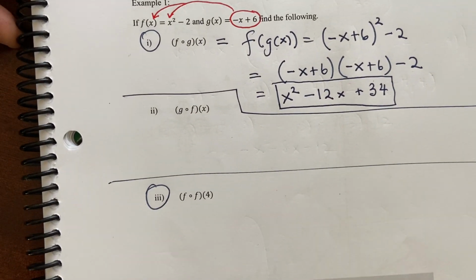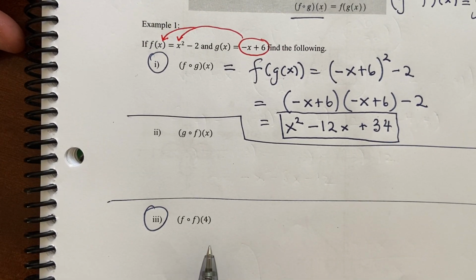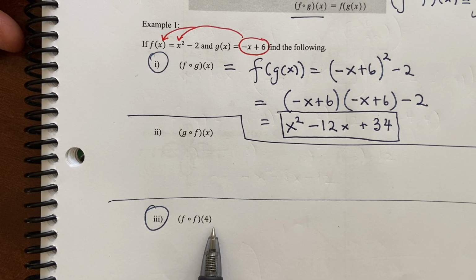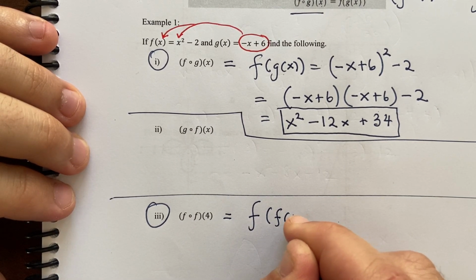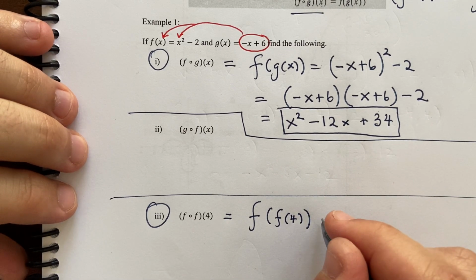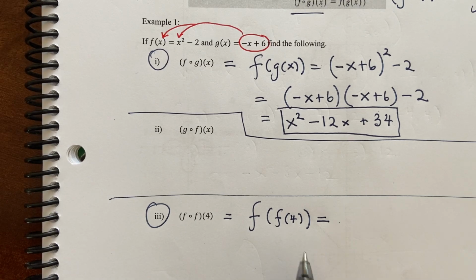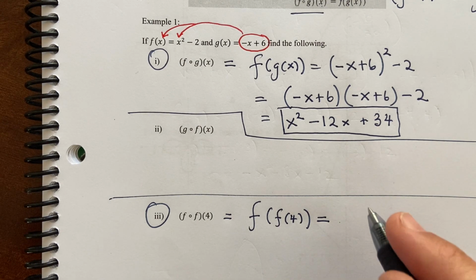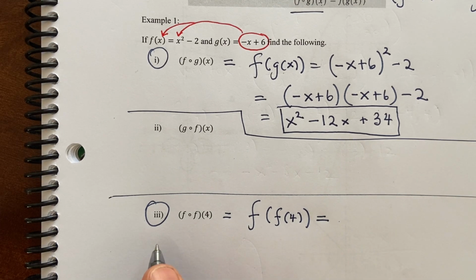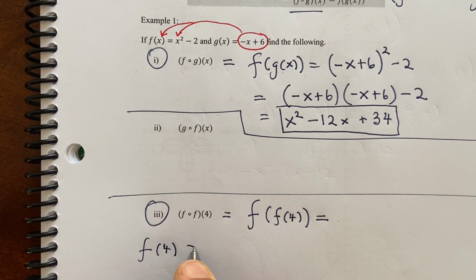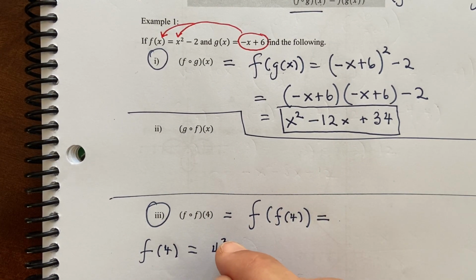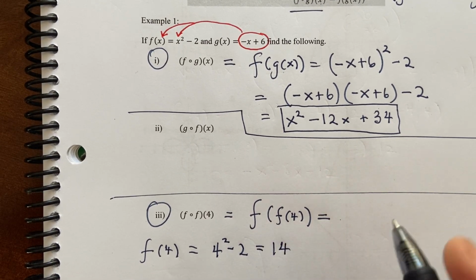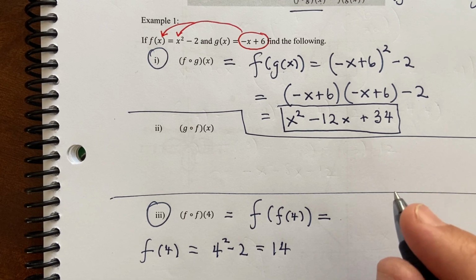Let's go down to part 3. So what if I wanted to take f composed with f, and then not only that, but at the end, I'll evaluate that at 4. So this would be the same as f of f of 4. So something I can do with this numerical case is just first find f of 4. How do I do that? Well, in the function f, I replace x with 4. So 4 squared minus 2, this would be 14. So f of 4 is the same as the number 14.